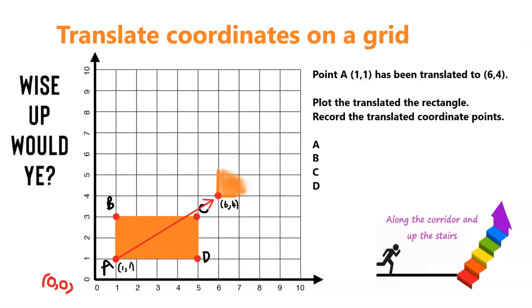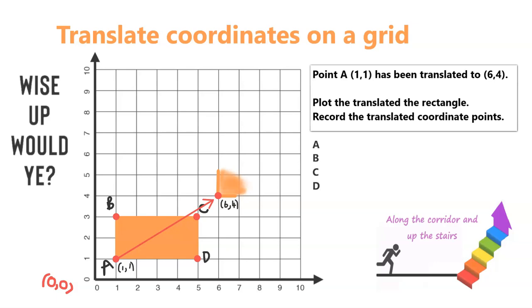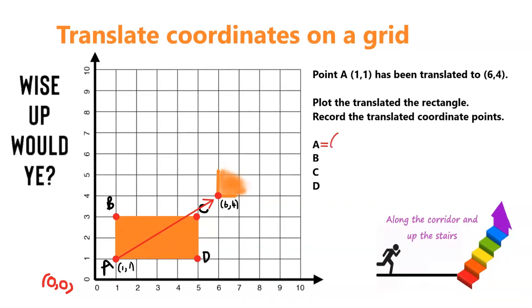Let's look at this new question. Point A, which we can find at 1, 1, has been translated to a new point, 6, 4. Plot the translated rectangle and record the translated coordinate points. Well, straight away we can answer where the new translated point A is, and that is at 6, 4. Just as before, the most accurate way to complete this is by translating each point one at a time. Point A has already been translated, but we have to work out, well, what were the instructions? It has moved 5 right and then up 3. Let's record that instruction.